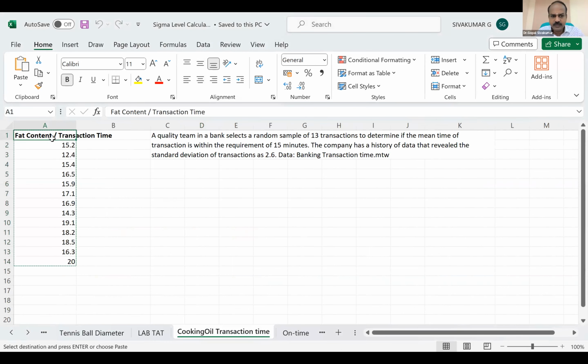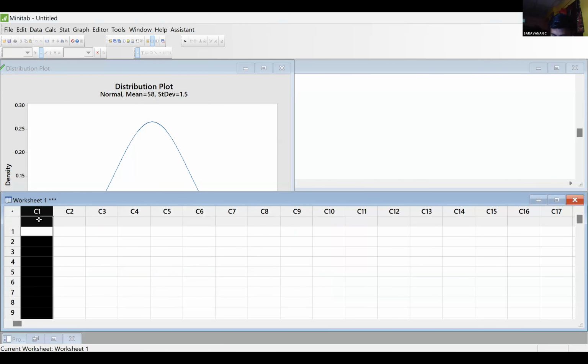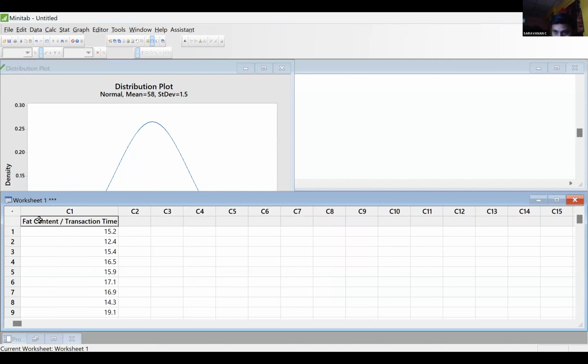So we need to check whether the fat content is as per the spec or not. What is the spec? The company claim is that fat content is 15%. Now tell me what hypothesis testing I should do. The company's claim is 15%. I have some sample cooking oil, and I have measured the fat content for 13 samples. What is the test I should perform now? One sample t-test. Beautiful.